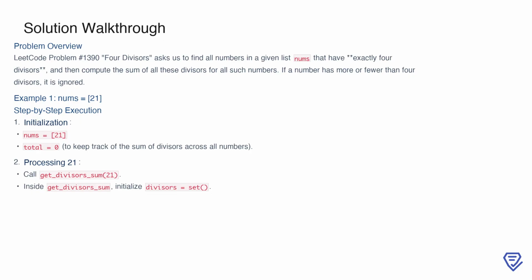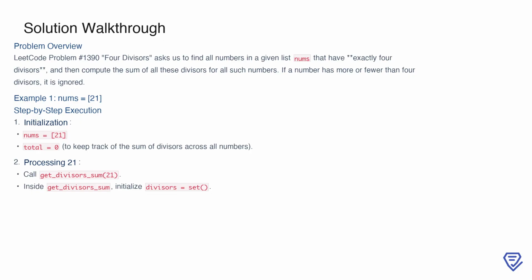In this problem, we are tasked with finding numbers in a given list that have exactly 4 divisors, and then summing up all such divisors. For instance, if the input list is 21, we need to determine if 21 has exactly 4 divisors, and if so, compute their sum. To solve this, we initialize nums as our input list and total to 0, which will store the cumulative sum of divisors for all valid numbers. We then process each number individually by calling a helper function, get_divisors_sum, which will calculate the sum of divisors for numbers meeting the criteria.